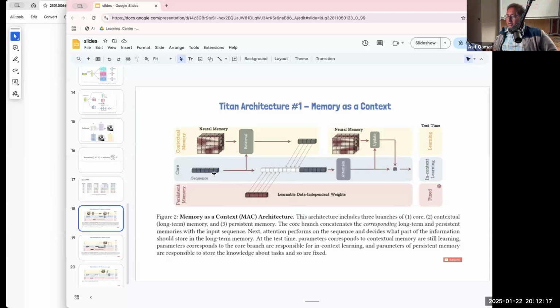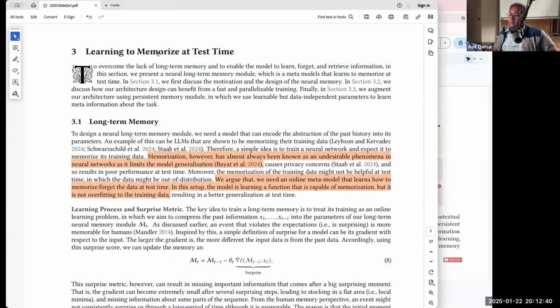Not only questions: now you have fed about 30 chapters, and then you're feeding the 31st chapter into the system. At that time, the neural memory will get updated, because new information may be there, a new surprise may be there in the input. So they call it test time learning to memorize.